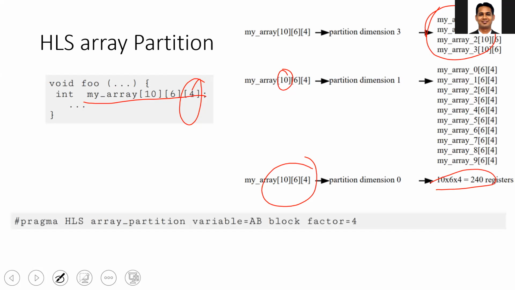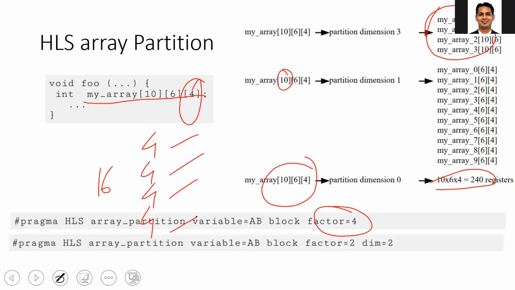Here is another example. I'm doing the array partitioning on the array with the name AB. I use block and I use factor 4. What do you mean by factor 4? That means there will be 4 elements. If the AB size is say 16, then the first 4 will be here, the next 4 here, the next 4 here, and the next 4 here. So I'll have 4 factors: first, second, third, fourth, each of them containing 4 elements.